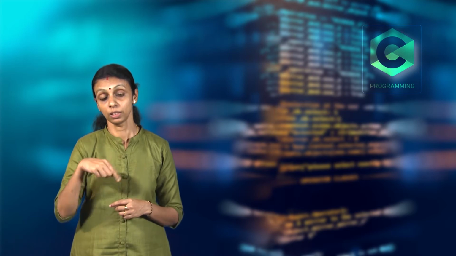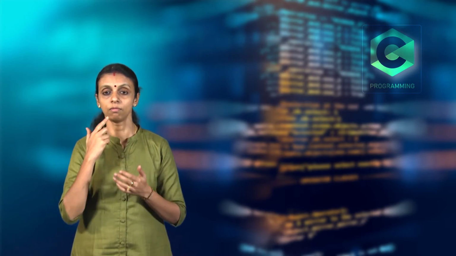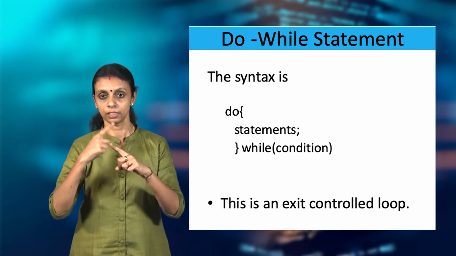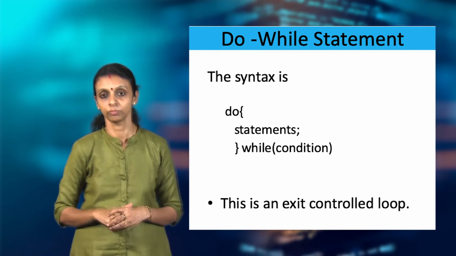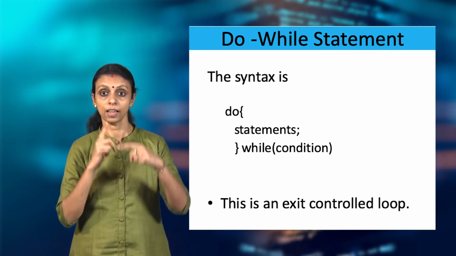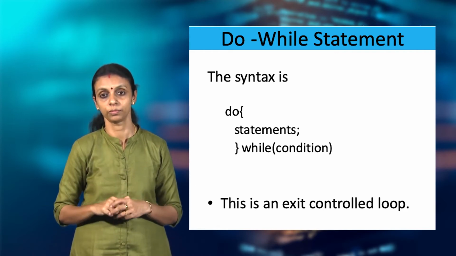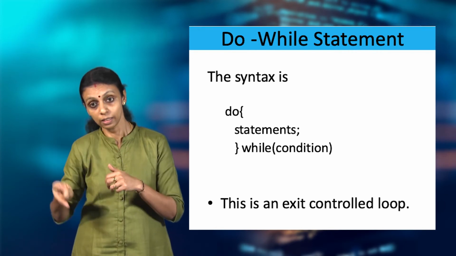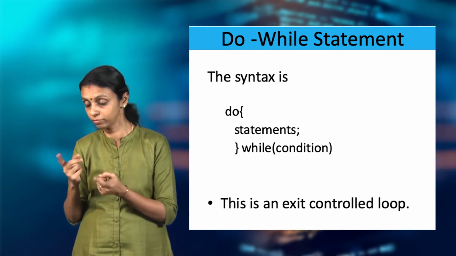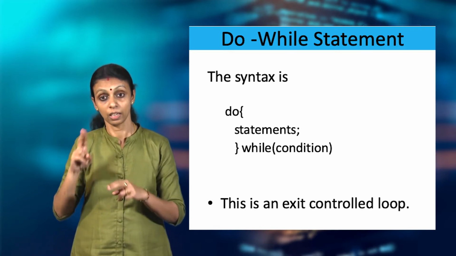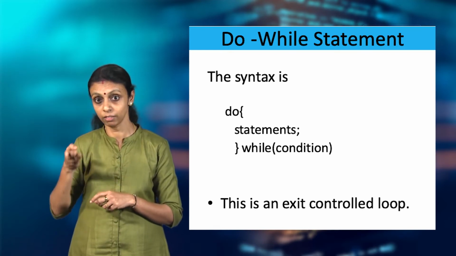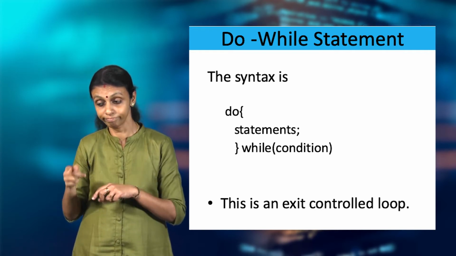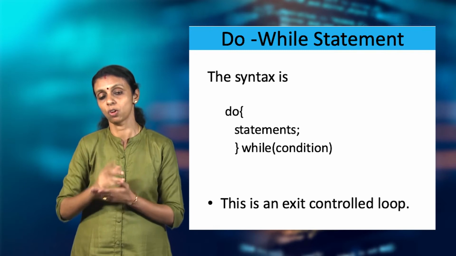Now let us consider do while loop. The syntax of do while loop is, this is an exit controlled loop. First statements are run and then condition is checked. If condition is correct, loops back. When condition is wrong, exits loop.